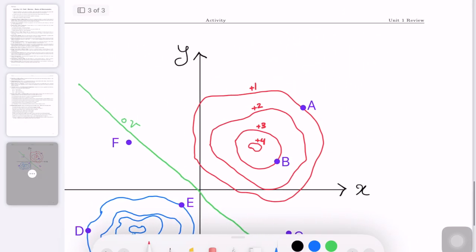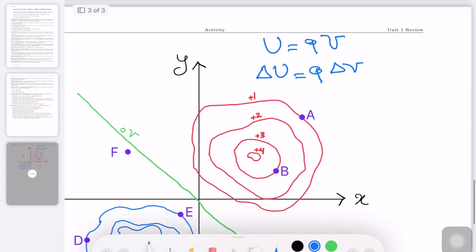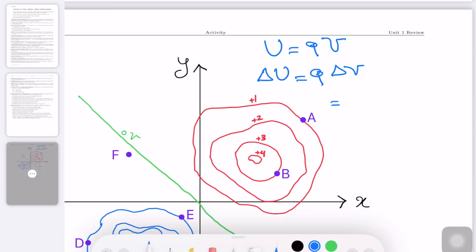Okay, so the energy required to move a charged particle in a potential, you know that the potential energy is given by charge multiplied by voltage. Therefore, the energy needed to move a charge, delta U, is equal to Q times delta V. Now, in the case of a proton, we know that Q is plus 1.6 times 10 to minus 19 coulomb, and delta V is the voltage difference between point A and point B.